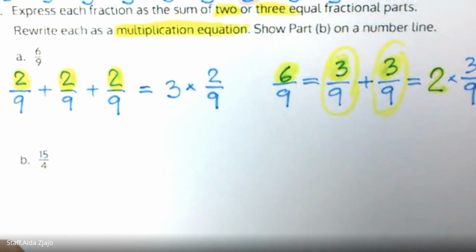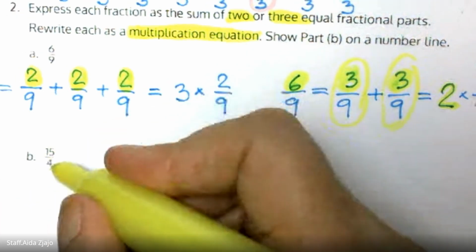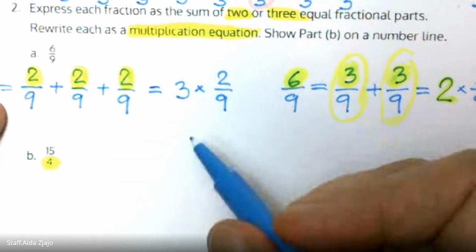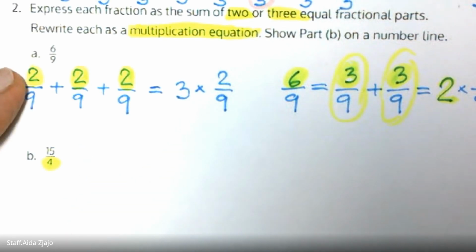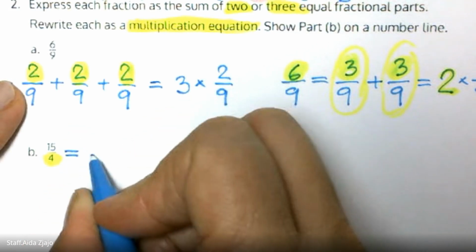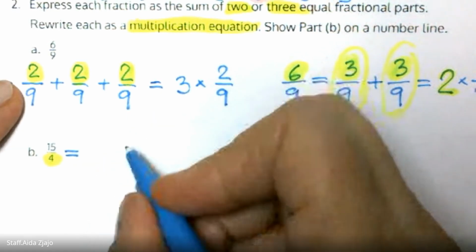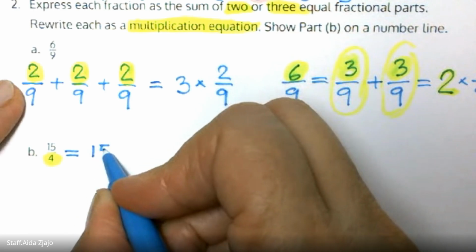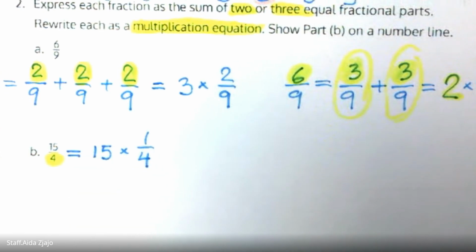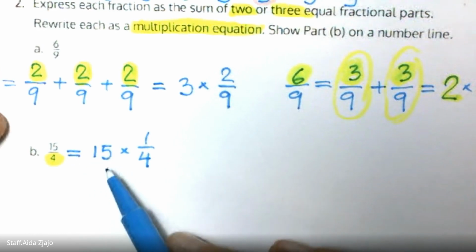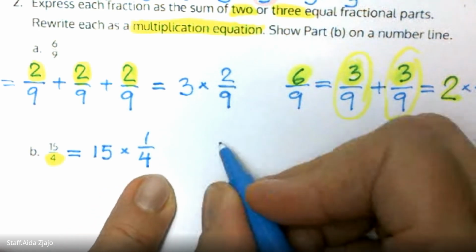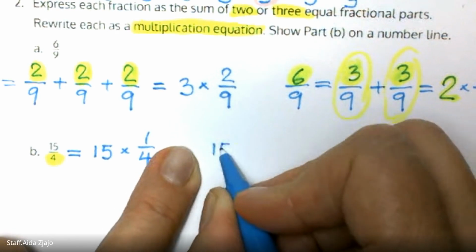Now, this is 15/4. When you think about 15/4, the 4 pieces make the whole. So we can think about breaking apart the fourths into, we can think about 15 times 1/4. 1/4 is the unit fraction. So how many do we have? 15 of 1/4.